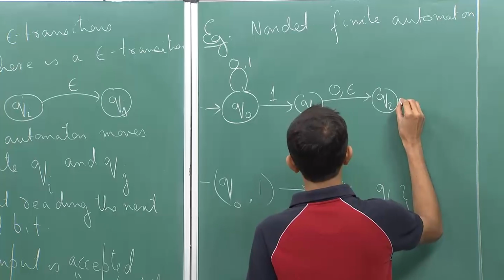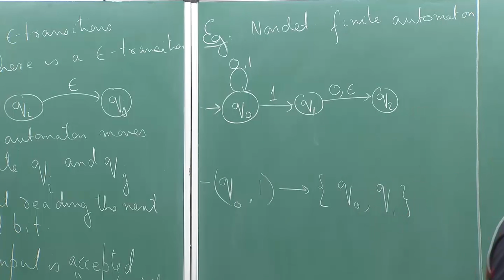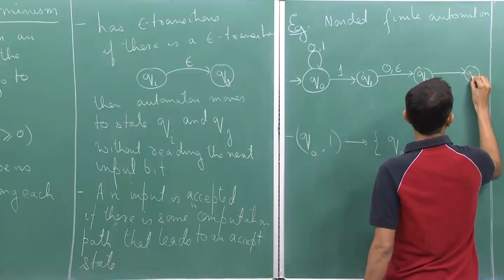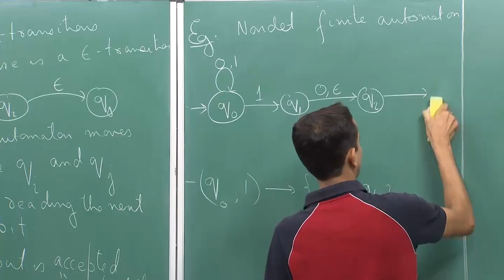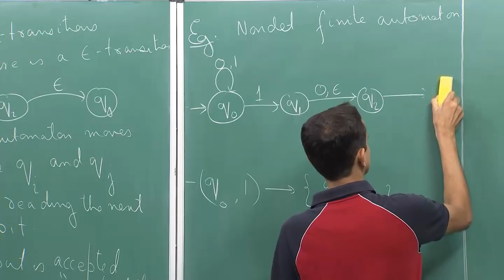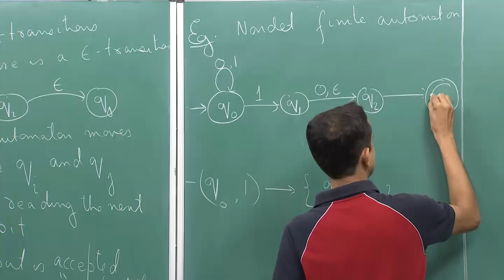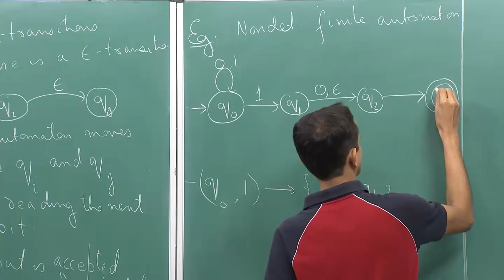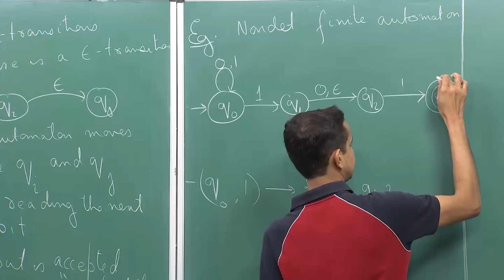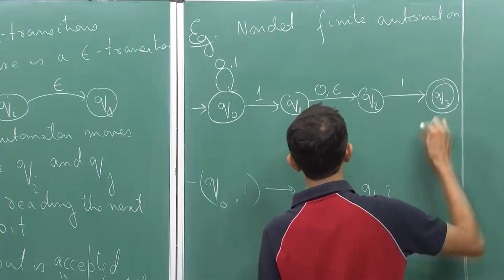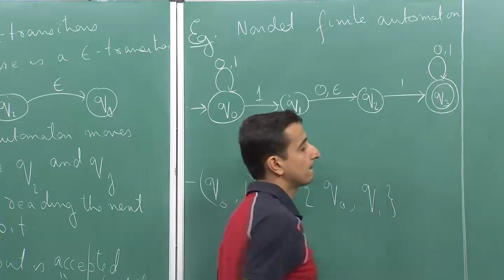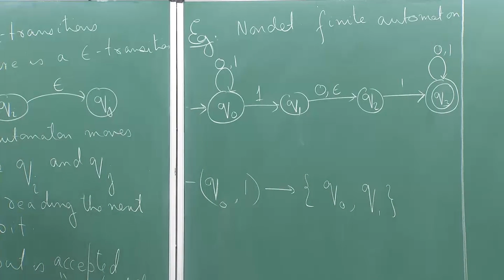From Q2 we go to Q3 on a 1, and Q3 is our accept state, and let us say that at Q3 I stay at Q3 if I see a 0 or 1. Okay. So, this is an example of an NFA.